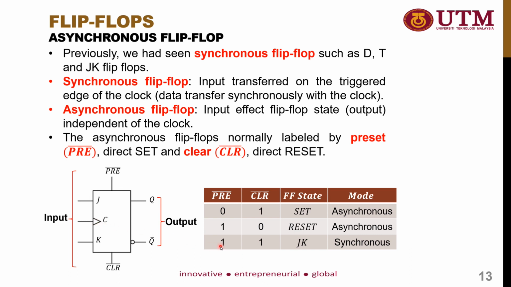Next, if PRE bar is set to 1 and CLR bar is also set to 1, the asynchronous flip-flop will operate as a usual JK flip-flop. So it is entering the synchronous mode, where the output depends on the input clock. It will observe the rising or the falling edge of the clock signal based on the type of the JK flip-flop, either negative triggered or positive triggered.